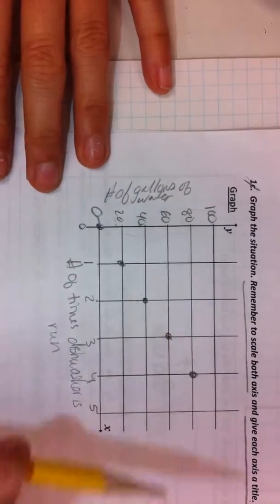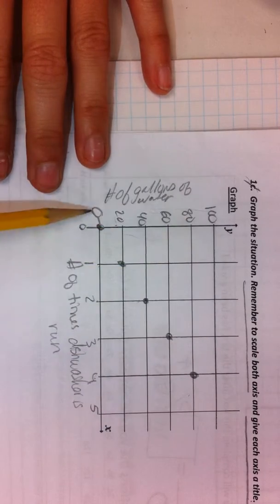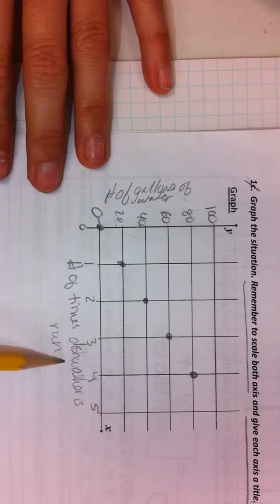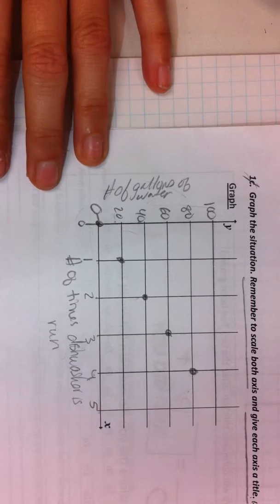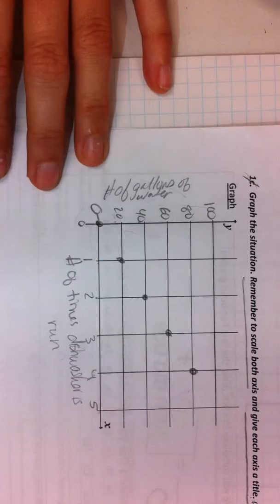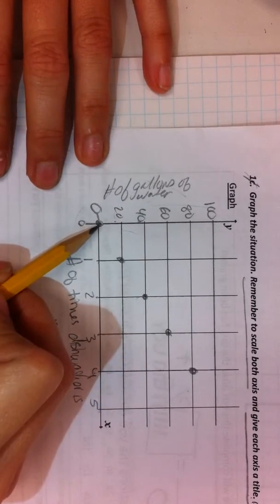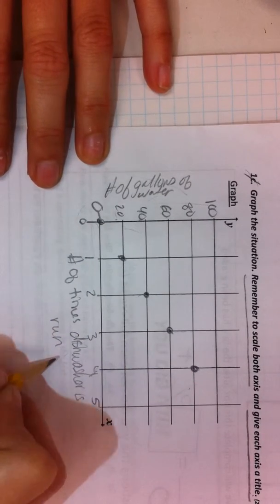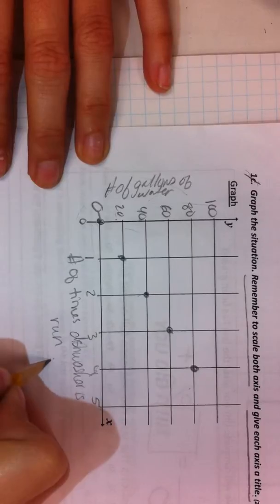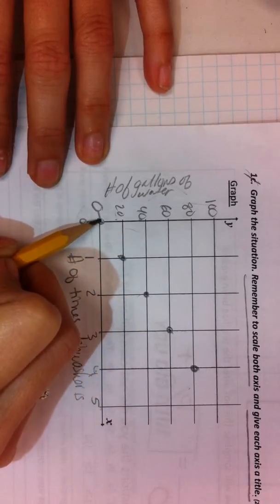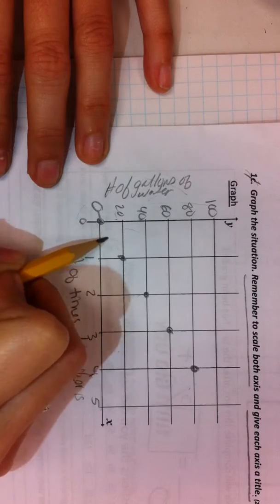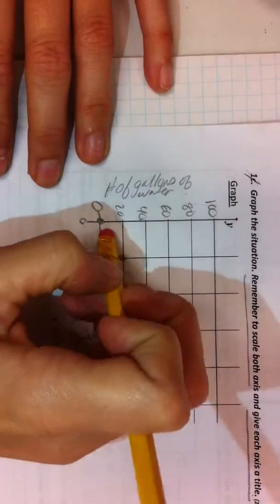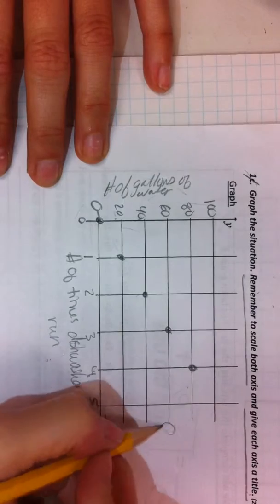Now think about this. I've put the dots here, I've made my axis, and I've given my axis a title. That's how you get full points. I did not connect these dots because I can't run the dishwasher a half a time. That doesn't make any sense. So if you go ahead and connect these, you're saying I can have a half of a time. That's not true. So this would also be discrete.